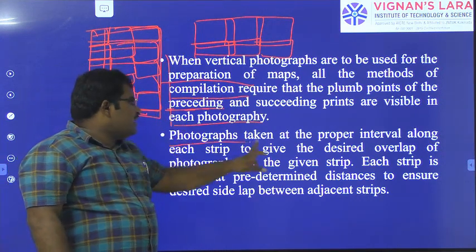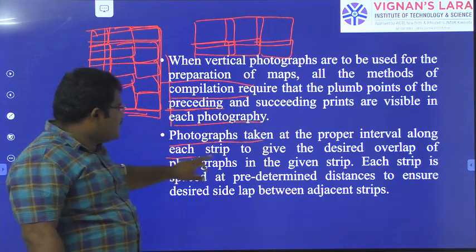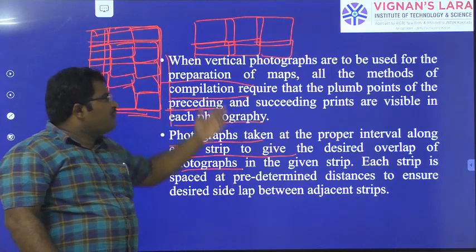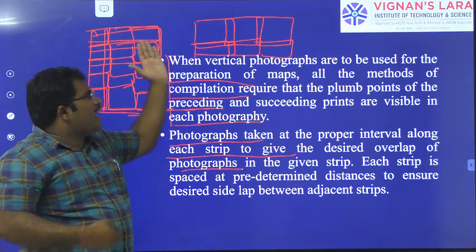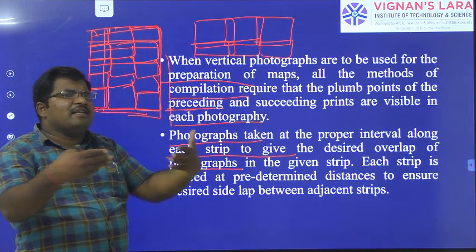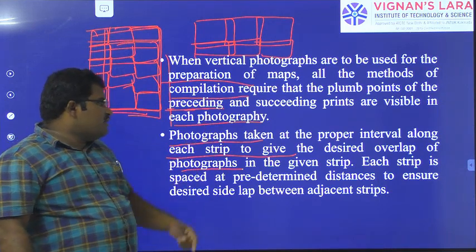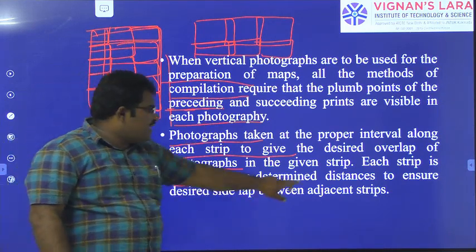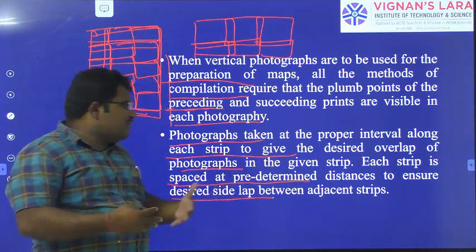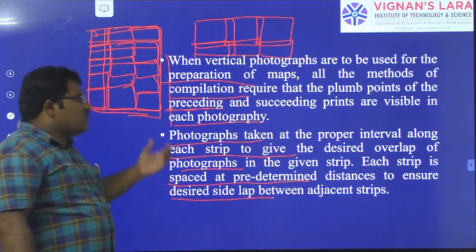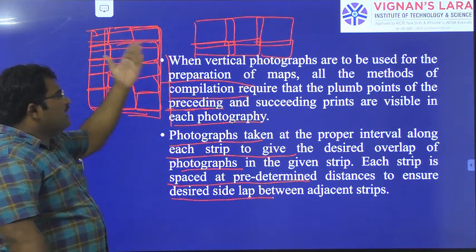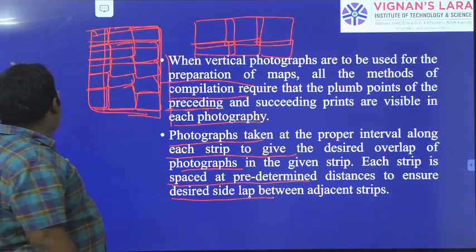Photographs are taken at the proper interval along each strip to give the desired overlap. You need to have some overlap, so longitudinal overlap and side overlap should be there. In the given strip, each strip is spaced at a predetermined distance to ensure the desired side lap between the adjacent strips. Then only can we add each photograph one on the other to create the big map.